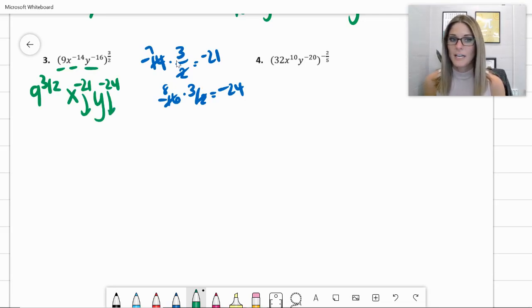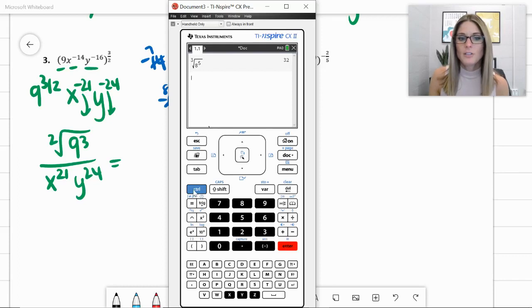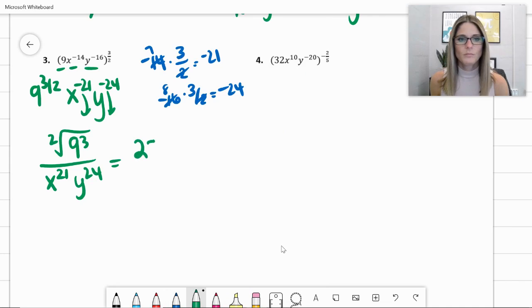And I'm going to change my fraction exponent with the 9 to a square root of 9 cubed. And we're moving the x and the y down to the denominator, and they're becoming positive. Now, square root of 9 to the third. Let's use the calculator. Now you can still do control and the caret and plug in your own 2 for your square root, and then 9 to the third. Or you can do control and the x squared button gives you a square root and just do 9 to the third there. Either way, we get 27 over x to the 21st, y to the 24th.